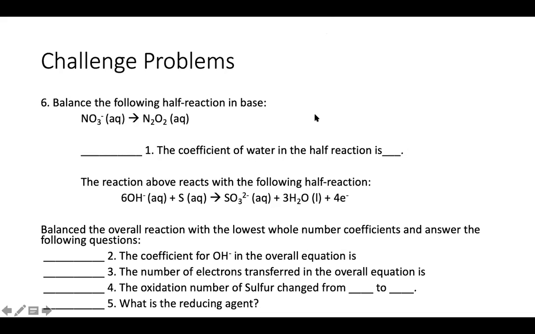So hydroxide is added to whatever side H plus appears on, because you can't have H plus in your final equation if it's in base.